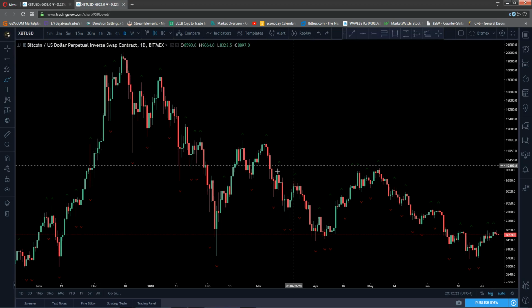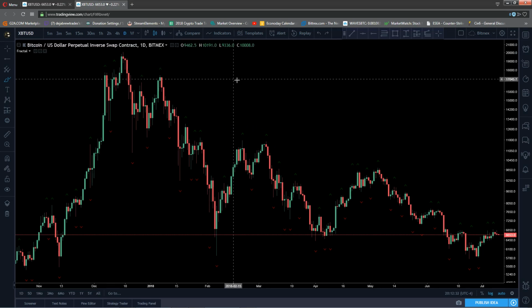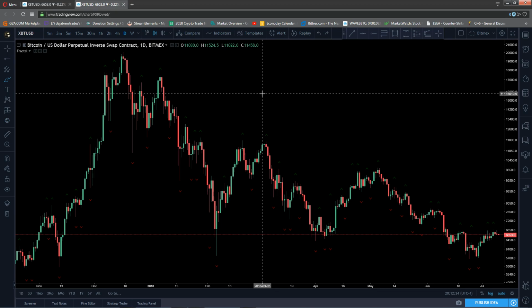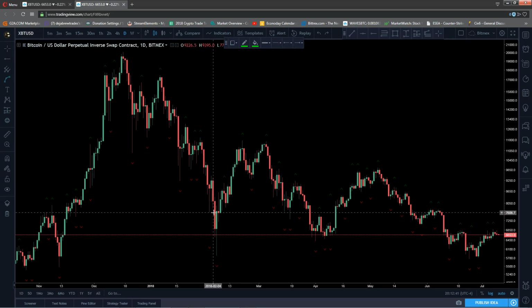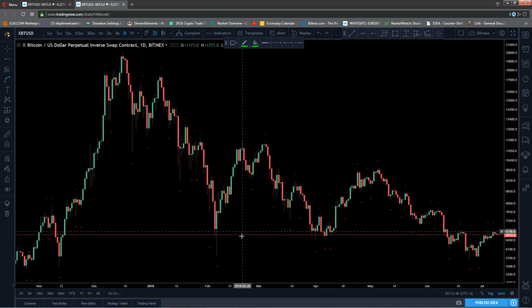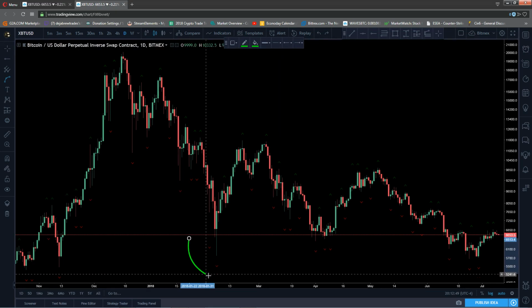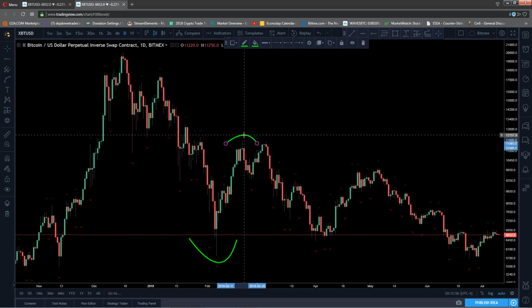Looking at Bitcoin here, first off, if you don't have the fractals turned on, just go to indicators, type in fractals, and it should be BW fractals or Williams fractals on the built-in section of TradingView. So for Bitcoin here, you can see these little fractal indicators. The green are up fractals, the red are down fractals. The down fractals form swing lows, and the up fractals form swing highs.